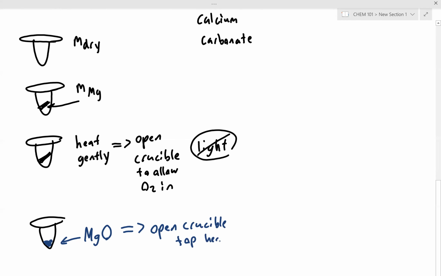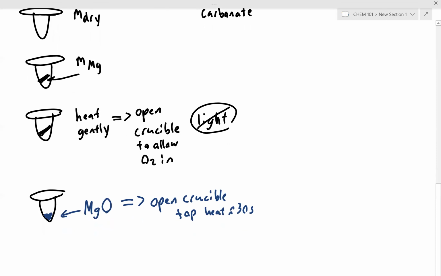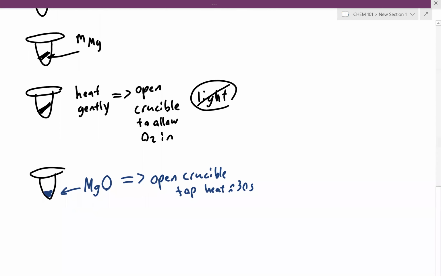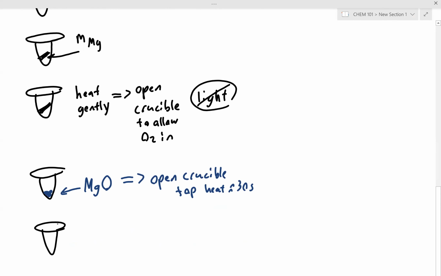And then you're going to heat for approximately 30 seconds. If you see any shiny metallic magnesium ribbon still remaining, do not open the top all the way during heating, or you will see a bright light and you'll have to start from scratch. Finally, considering we now have a crucible filled with magnesium oxide, we can complete this experiment by measuring the mass of magnesium oxide. Does that make sense to everyone on what you're doing?